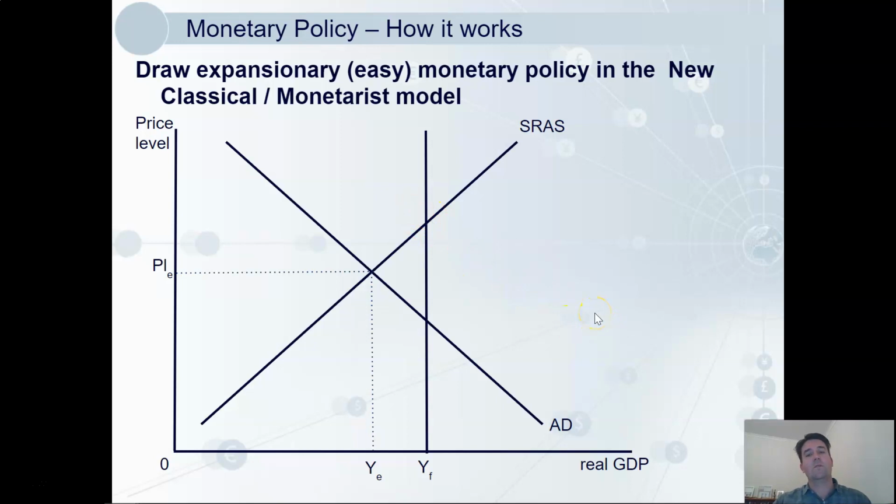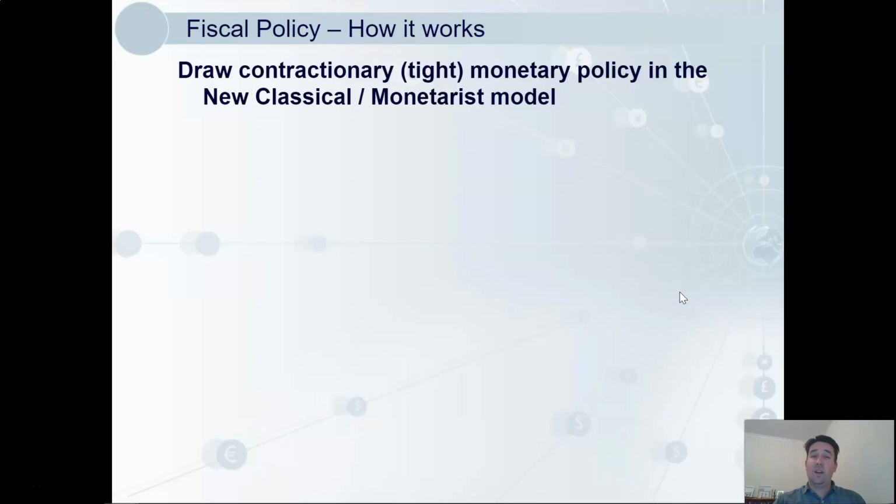So expansionary monetary policy is going to expand the economy. It's going to increase consumption, increase investment when interest rates are lowered. Sometimes called easy monetary policy as well. So it's going to look like that, right? Pretty straightforward. We'll also look at contractionary, sometimes called tight monetary policy.